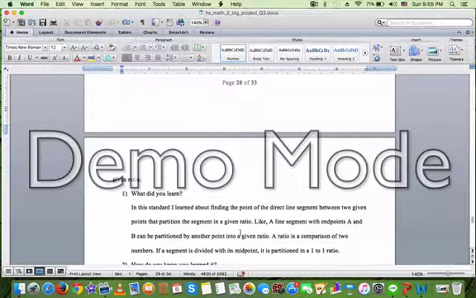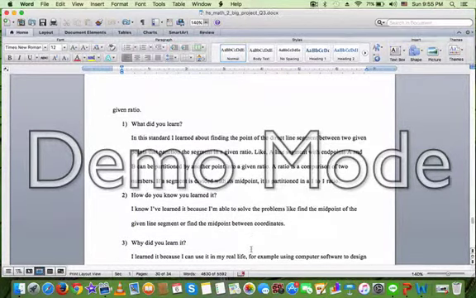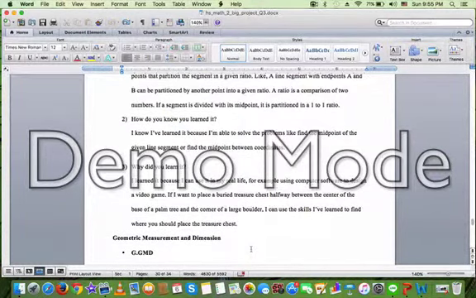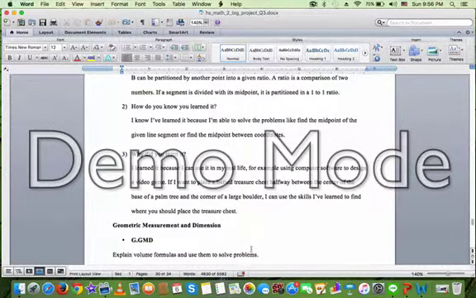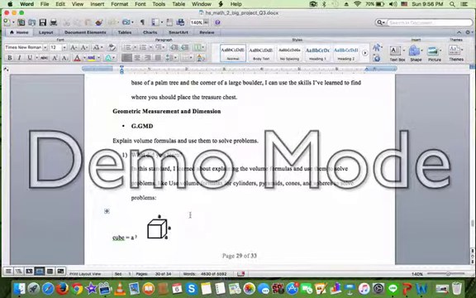And the next one is about finding the point on a directed line segment between two given points. So for example, a line segment with points A and B can be partitioned by another point given a ratio. So we can solve problems to find the midpoint of the given line segment or coordinates. And we can also use it for people who do computer software to design a video game.